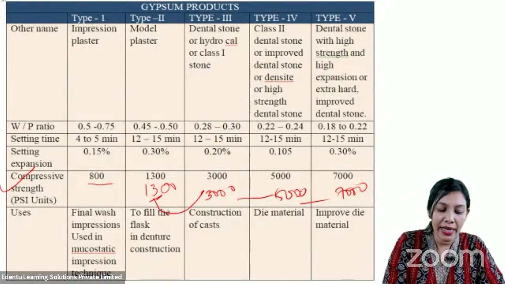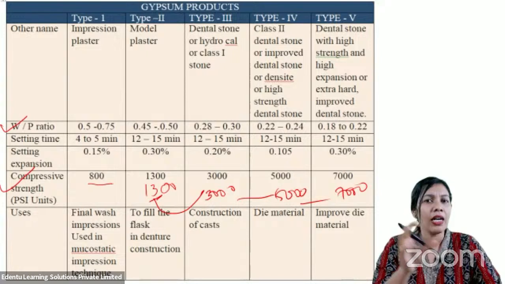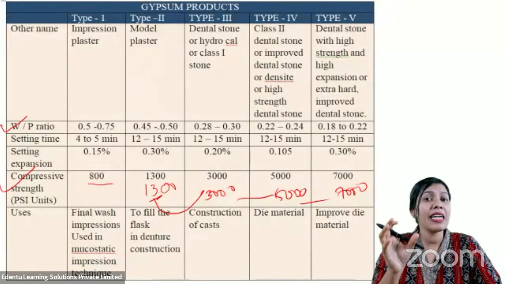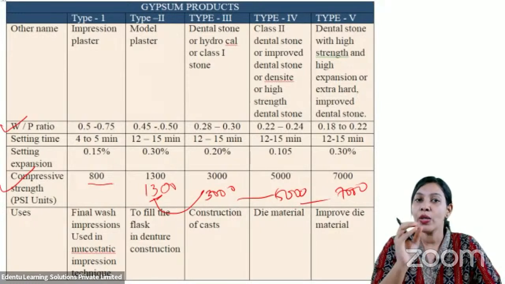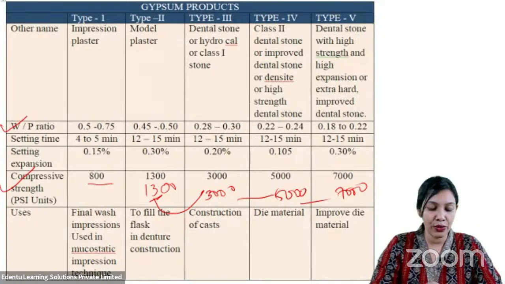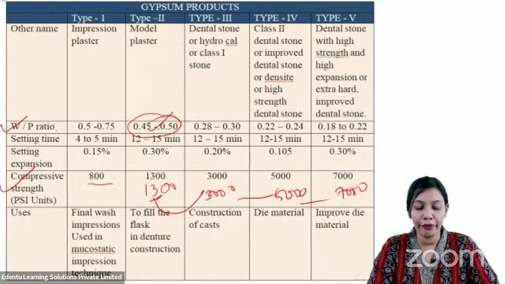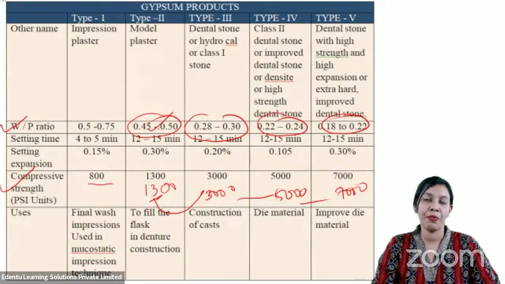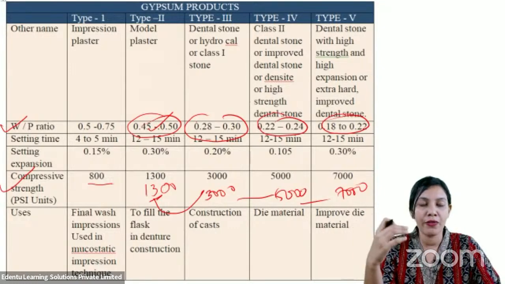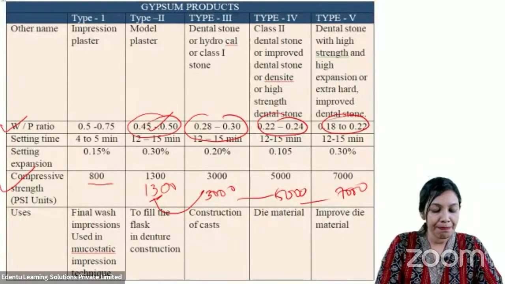Next important point is the water powder ratio. This is very important. Now you need to memorize what I told about beta and alpha hemihydrate. Beta hemihydrate was porous. That is a type 2 gypsum product. So it needs more of a water powder ratio. See, gypsum type 2 has a water powder ratio of 0.45 to 0.50. And after that, it decreases: 0.28 to 0.30, 0.22 to 0.24, 0.18 to 0.22. So type 2 has more of a water powder ratio of 0.45 to 0.50. Just memorize that.